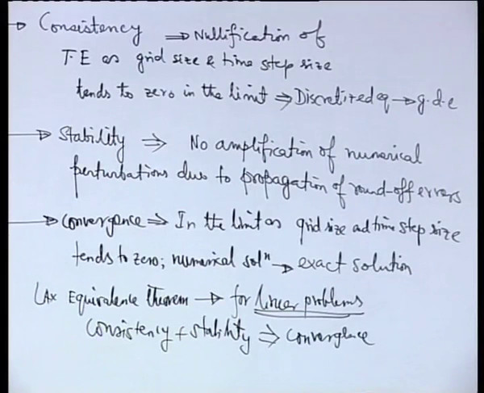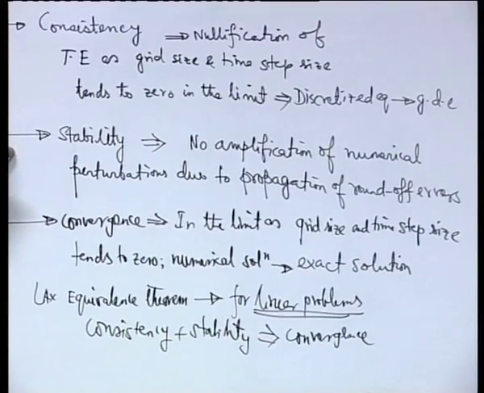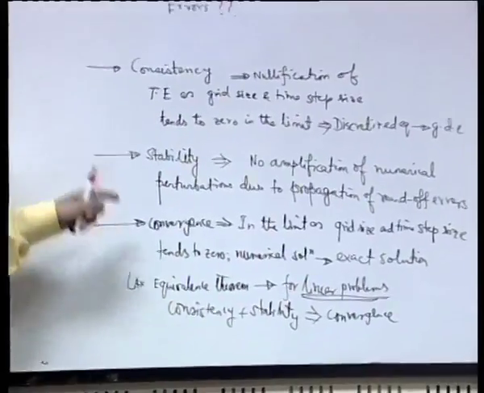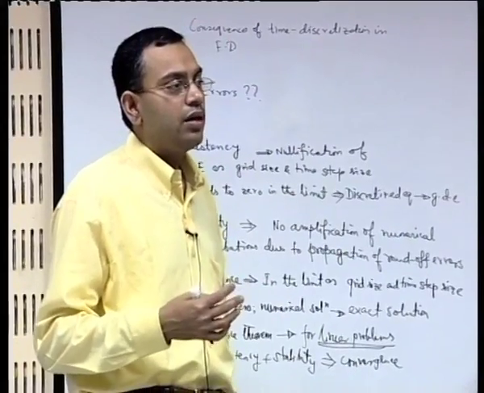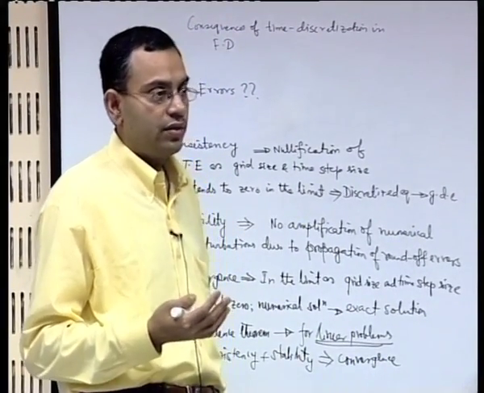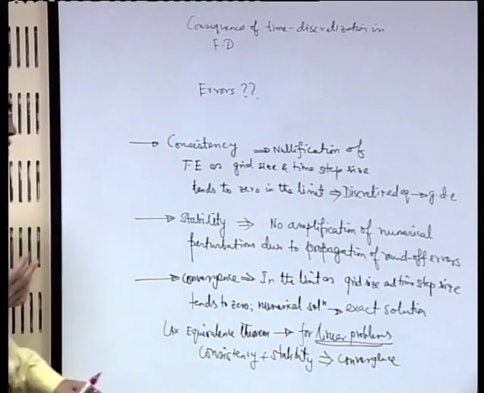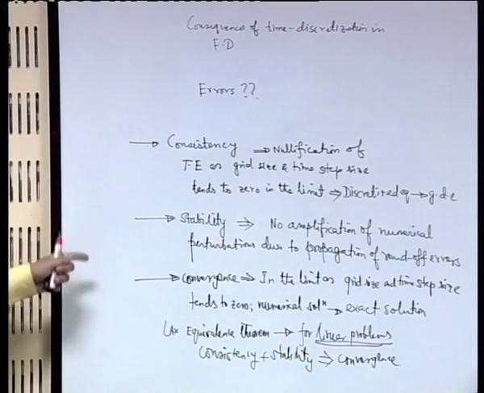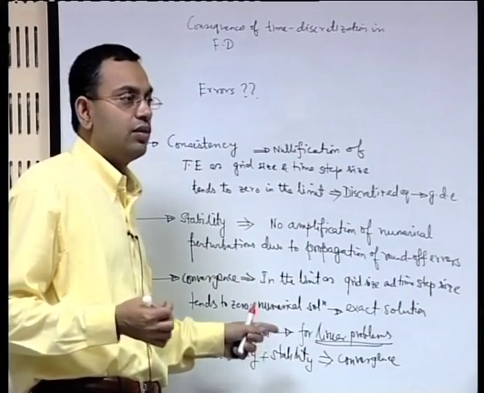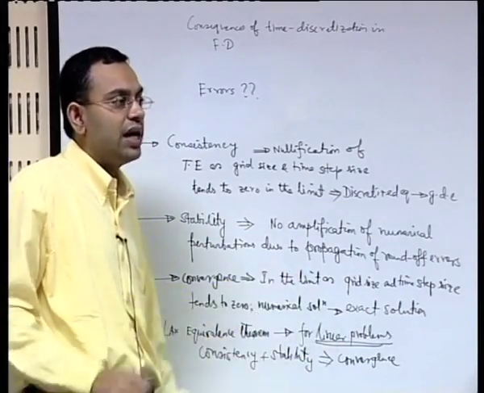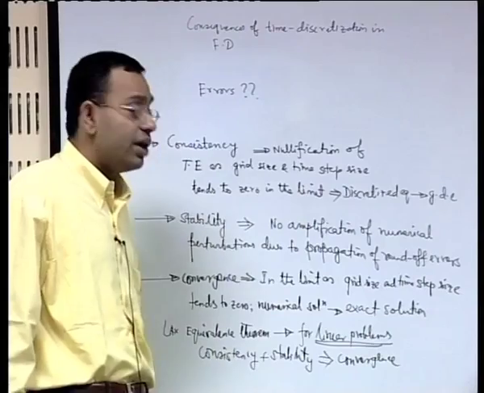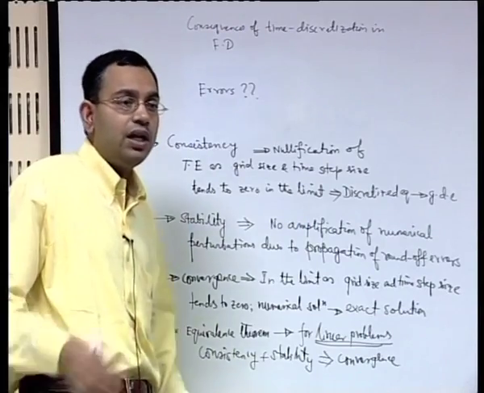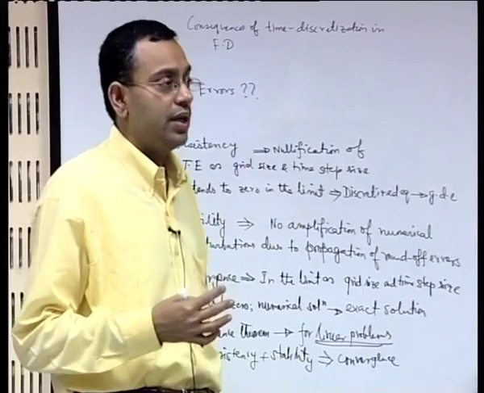For nonlinear problems, consistency plus stability may not ensure that there is convergence. One of the key reasons is that for nonlinear problems you could have multiple solutions. So, it is not automatic that for nonlinear problems consistency plus stability together will ensure that there is convergence. So, for nonlinear problems what do you do? Usually for nonlinear problems we test convergence in this way.